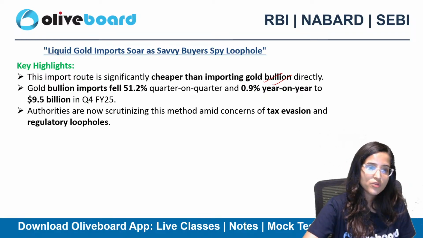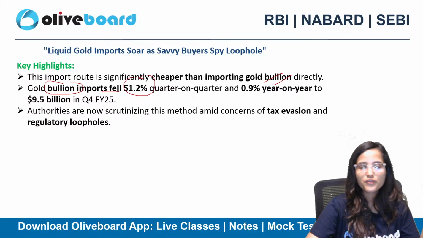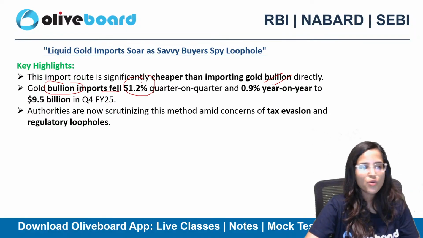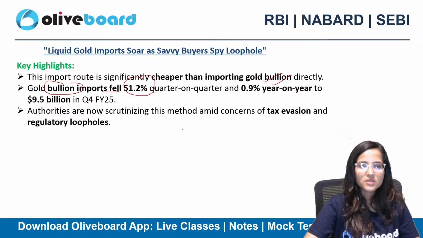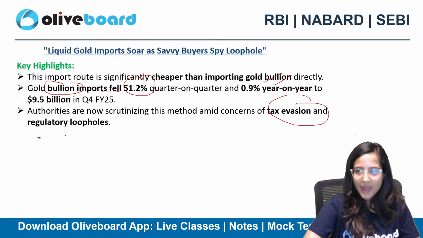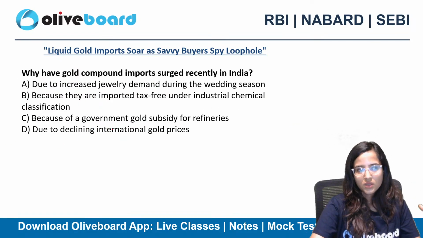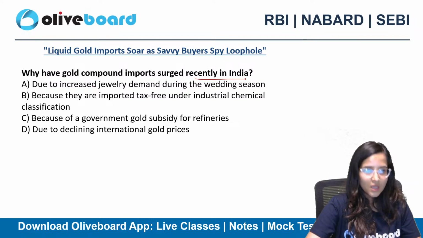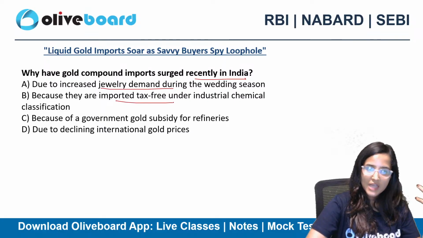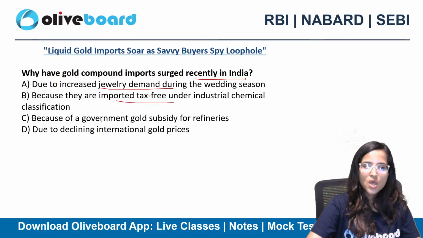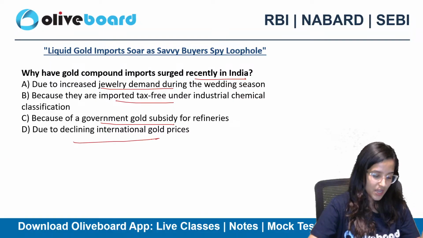Gold bullion, if you talk about the physical gold imports, that fell 51.2%, क्योंकि they took the loophole. Physical gold करते ही नहीं import, liquid कर दिया, उसे यहाँ पे आके made it into solid. ठीक है, and this is because they want to evade taxes and they have found this regulatory loophole. ठीक है, so why have gold compound imports surged recently in India? Due to increased jewelry demand during the wedding season, because they are imported tax free under industrial chemical classification, because of a government gold subsidy for refineries, due to declining international gold prices.